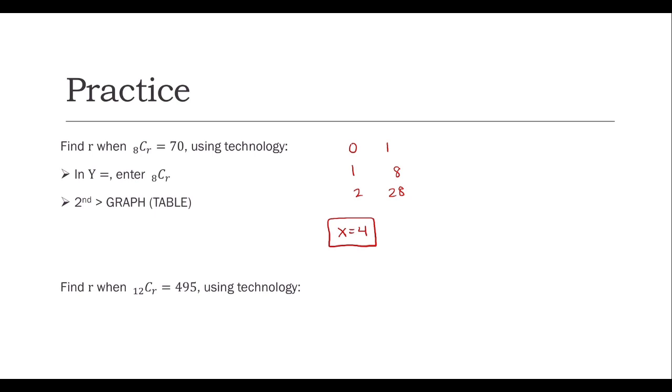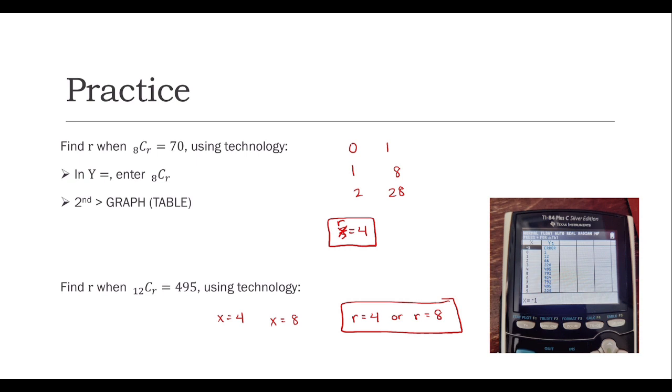Next we have find r when 12 choose r is 495 using technology. So we'll do that same thing. In y equals, we'll enter 12 choose x, because x is our variable, but the letter doesn't really matter. And then we'll go back over to our table. On your table, you should see that there are 2 different values for x when our combination will be 495. It'll be when x equals 4 and when x equals 8. So you would say r equals 4 or r equals 8. And on the previous problem, we should say r equals 4.